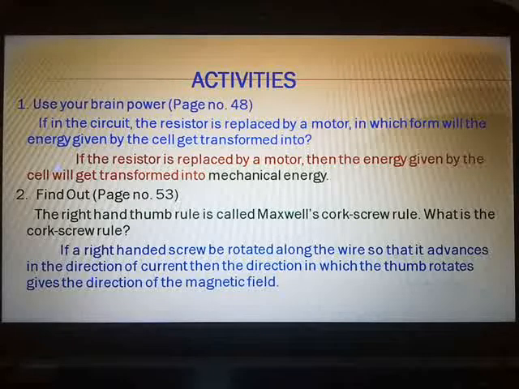With this we complete chapter number 4, that is effects of electric current. We have completed the explanation, discussion of textual exercise, additional questions, numericals, even the solved examples we had taken up when the explanation of the chapter was going on, and the activities are also over.